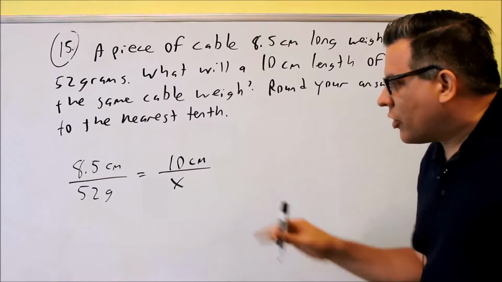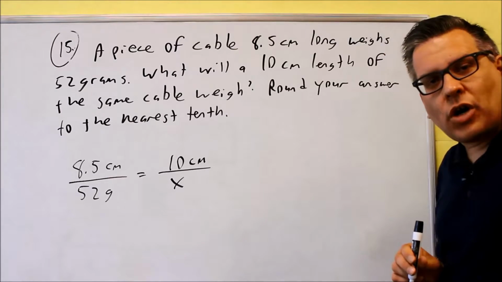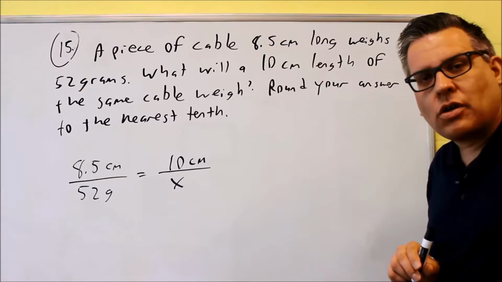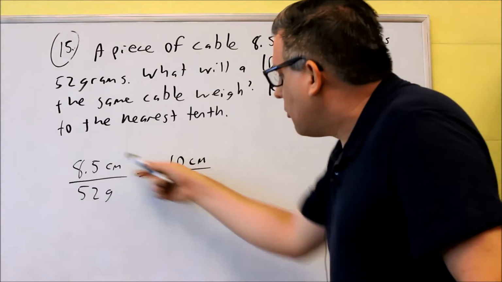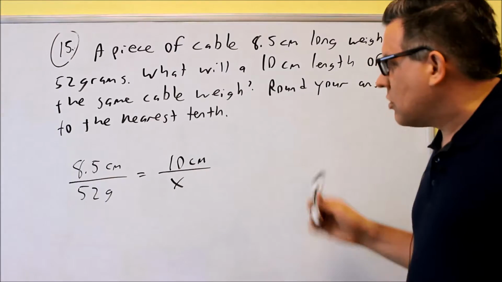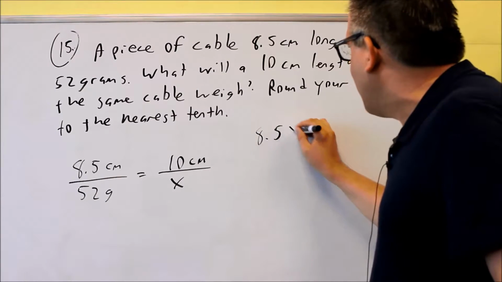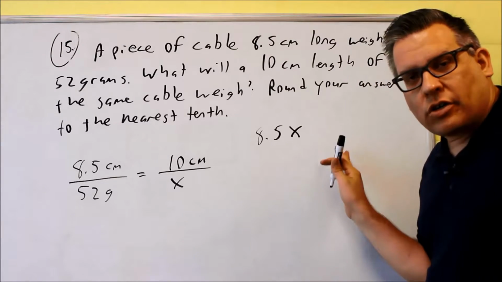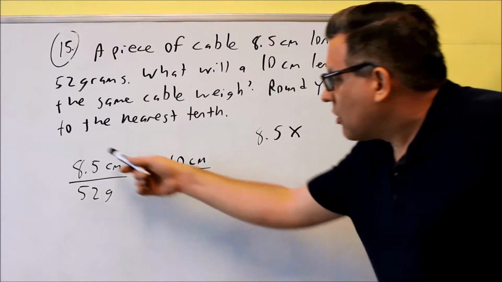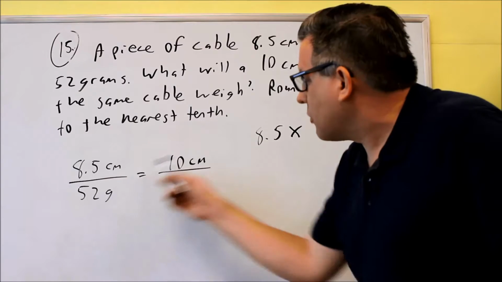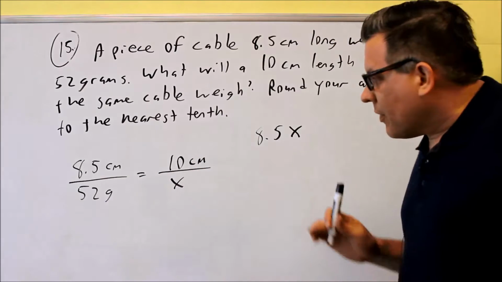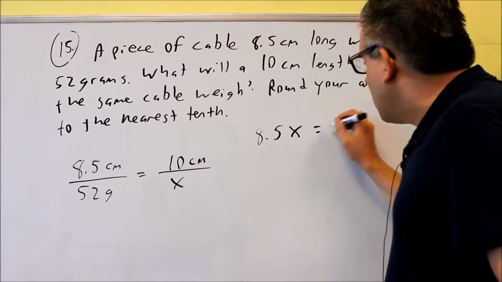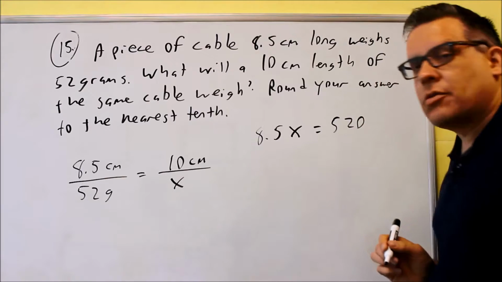Okay, now to solve this, we're going to use the same technique I used in the previous problem. We're going to solve this by cross multiplying. So I'm going to multiply these diagonals. So I have 8.5x, so multiply these. The units I don't need to worry about here. I'll just put that on my final answer. Okay, so 8.5x. Then I'm going to multiply across that way. 52 times 10. So that's going to be 520.